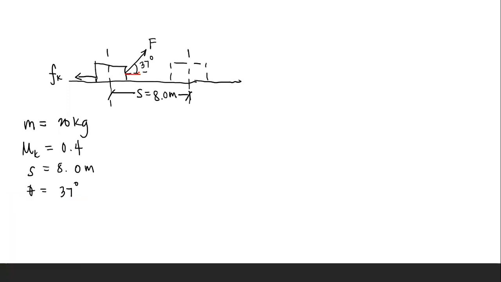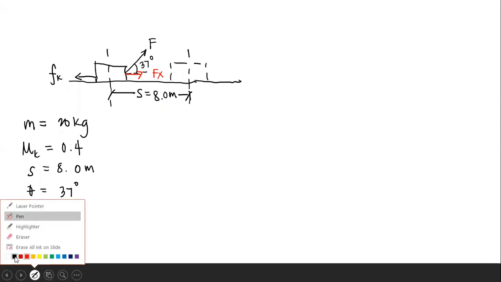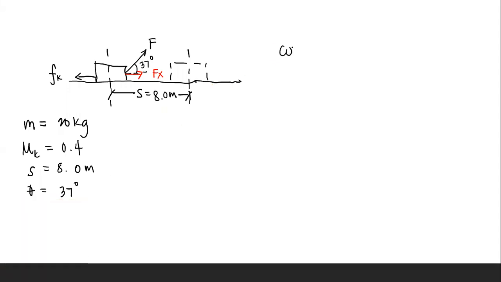Okay, we have here your Fx, 37 degrees. We cannot easily say that your work is equal to Fx times S, since we have here your Fk. We cannot disregard your friction here. Okay, all you have to do is to look for your Fk.